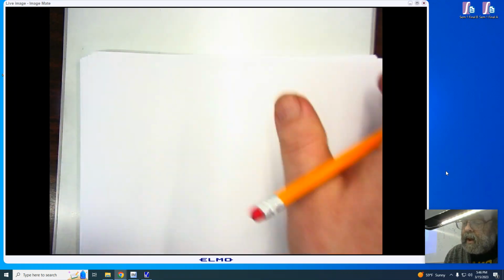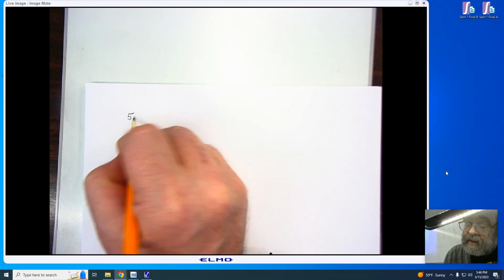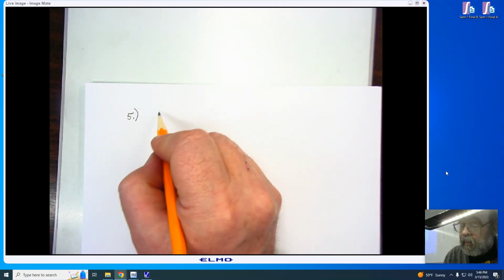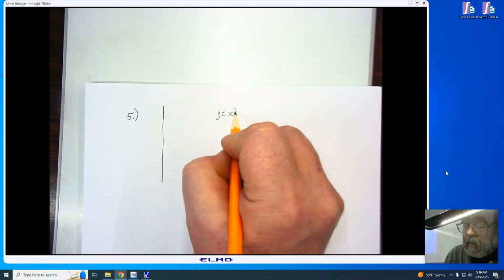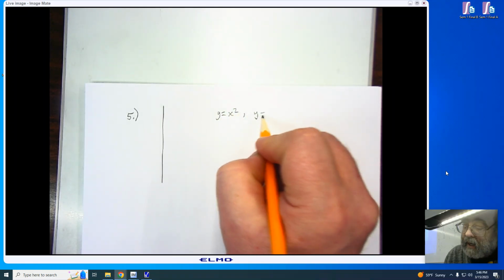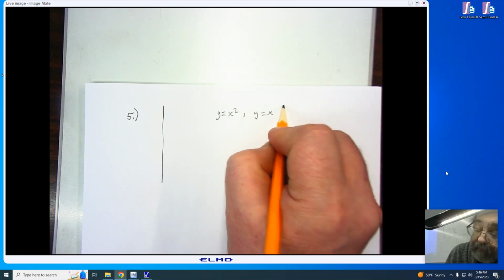Let's go ahead and move to number 5. Now, the whole idea here is you want to keep practicing until you get reasonably comfortable at what you're doing. They give you the equation y equals x squared and a second equation y equals x to the 5th power.